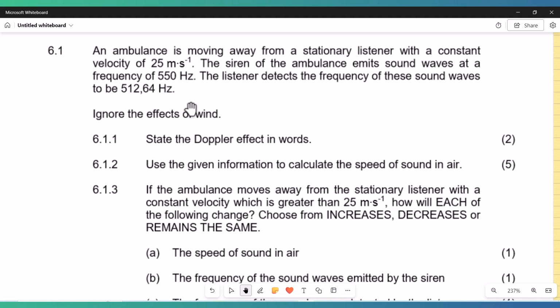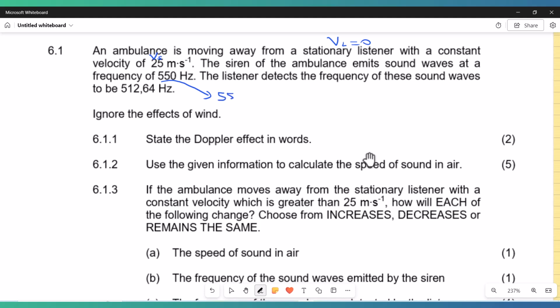They say here, use the information to calculate the speed of sound in air. Now, if you look at what we have here, they said that an ambulance is moving away from a stationary listener. This V listener is 0 because they said it's stationary. With the constant velocity, this is the velocity of the source, V source. The siren emits sound waves at this frequency, so this is our frequency of the source, the 550.